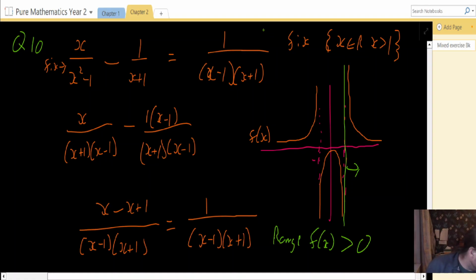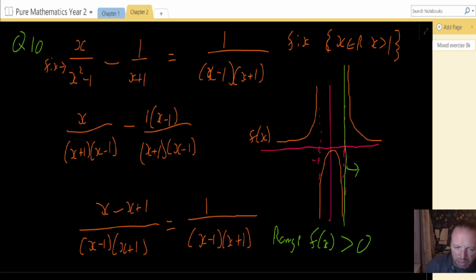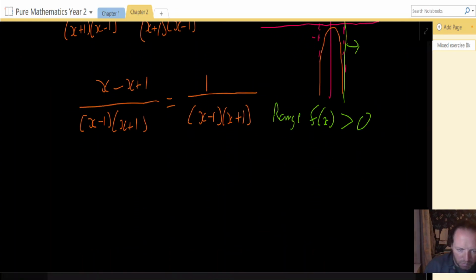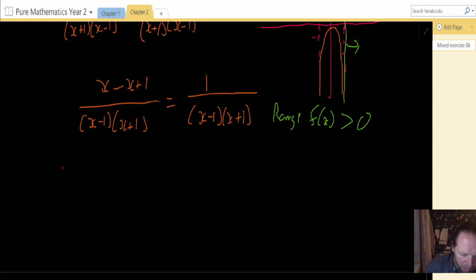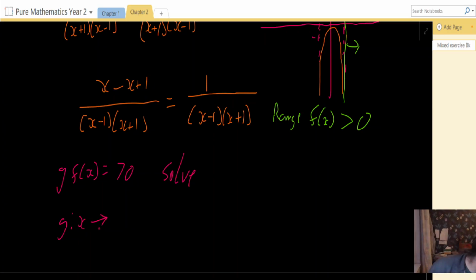Okay, right then. Next bit, for part C, they say solve g of f of x equals 70. So they want to know what g of f of x is, when f of x equals 70, and solve. And I have also ignored the fact that they told us what g of x was, which was 2 over x, and that was when x was in the reals and also x is greater than 0.